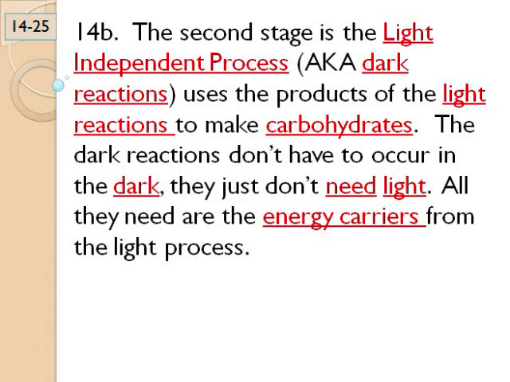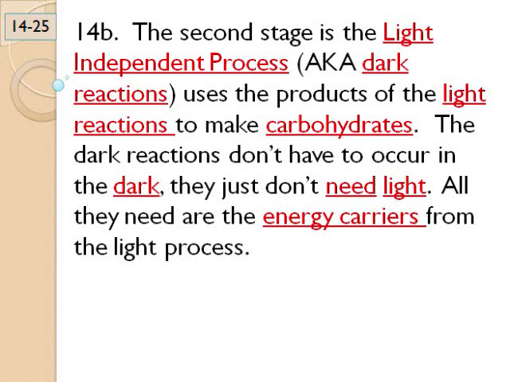I like the term light independent process, but that's a mouthful. But that indicates that you don't need the light. The dark reactions make you think it happens at night, and that's not true. They just don't need light. They can happen in the dark. Okay? So far we have the two steps. The first step needs sunlight to split the water. And those hydrogens are used in this step.